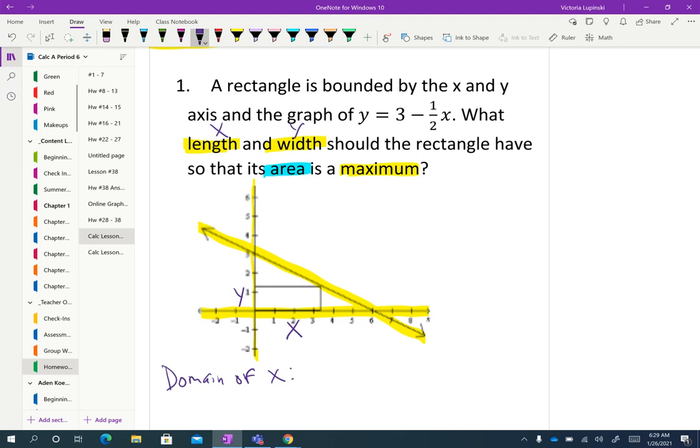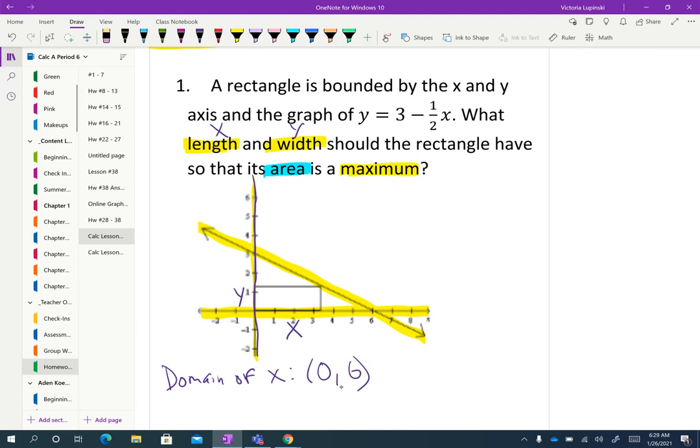If you're looking at what's happening here, because it has to be bounded by the positive y-axis, the positive x-axis, and the line y equals 3 minus 1/2 x, the smallest that x could possibly be would be if it was on the y-axis, which means it would have a value of 0. And the largest that x could possibly be would be the x-intercept of the line, because anything farther than that would go into the negative region. So the domain of x is telling you that you can only have values between 0 and 6.